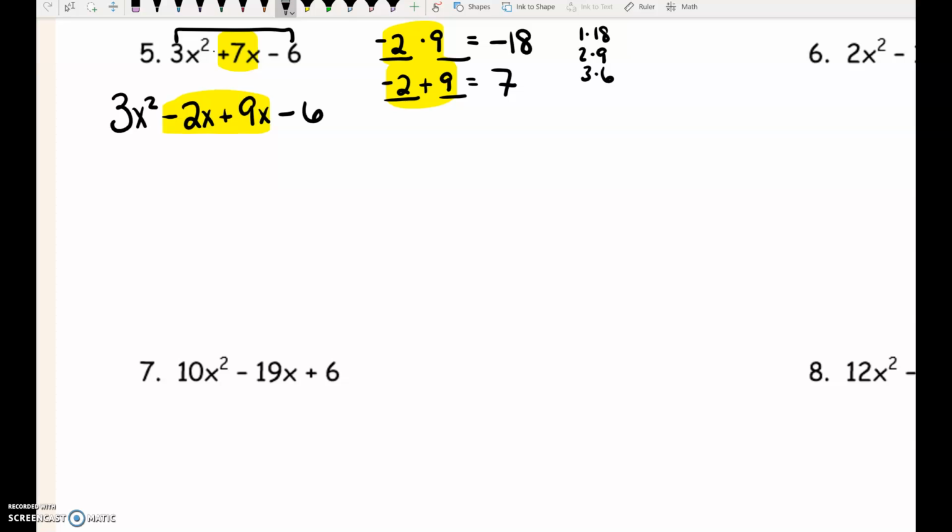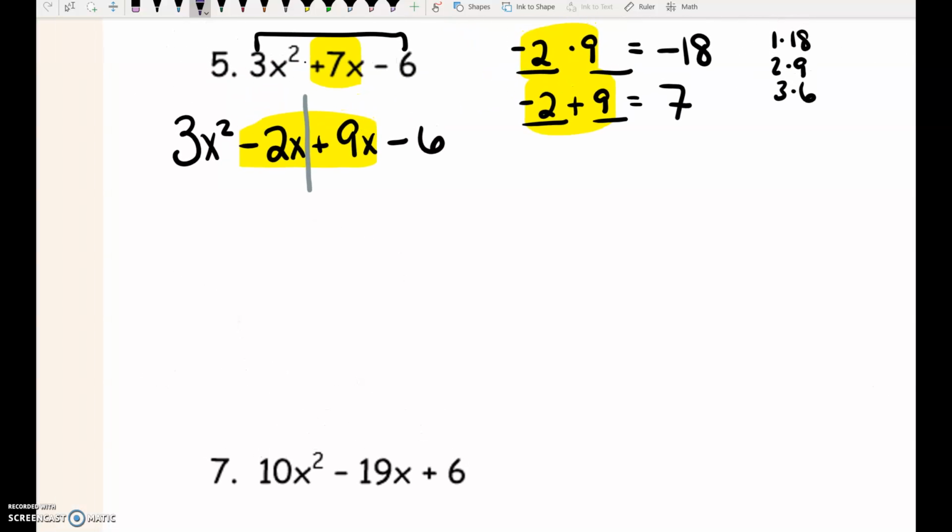Okay, next comes factor by grouping. Right after the second term, you split this into the first group and the second group. In that first group, what do 3x squared and negative 2x have in common? What could you divide out of both of them? X. Just x. We can't divide any numbers out of them. We can just divide out x. All right, so 3x squared, if I take the x out, we would just have 3x left over. Negative 2x, if I take the x out, we would have negative 2.